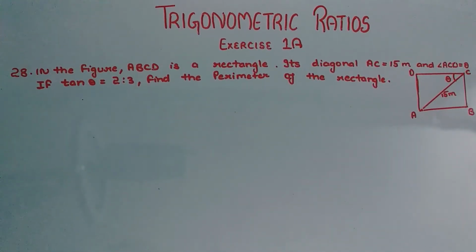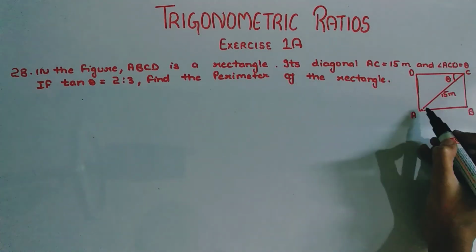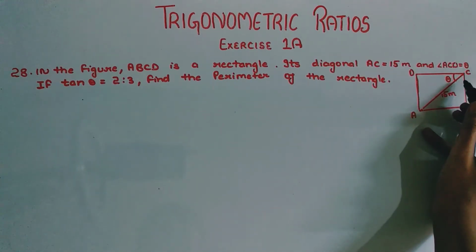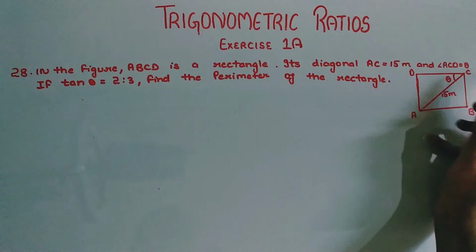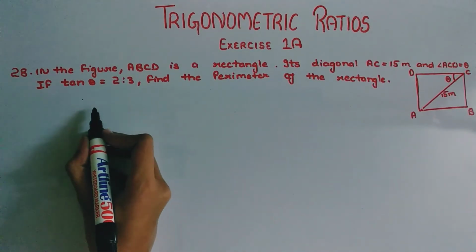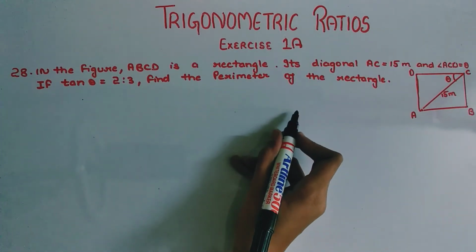We have next question. ABCD is a rectangle. Its diagonal AC is 15 meter. We are given this rectangle ABCD and diagonal AC is 15 meter and angle ACD is theta. That means ACD, this angle is theta. If tan theta is 2:3, then we have to find the perimeter of the rectangle.